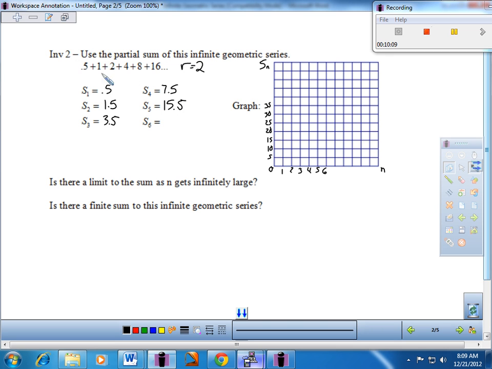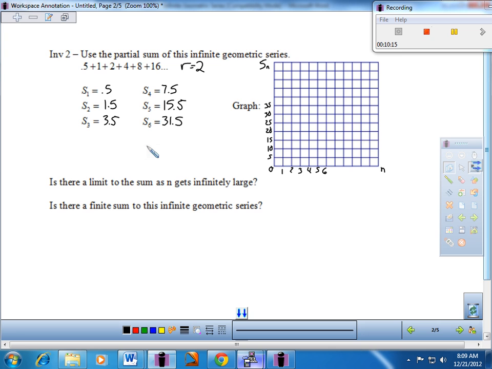Add the first 6, and I get 31.5. Now think about this. Try to extrapolate, if you would. What would be the next term, and the next term, and the next term, and the next term? So what would be sort of the partial sums as I go 7, 8, 9, theoretically, all the way to infinity as those numbers get infinitely large? Well, let's go ahead and see.